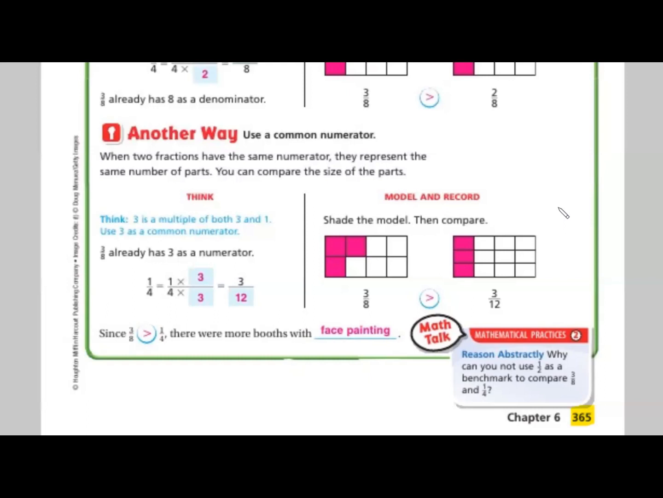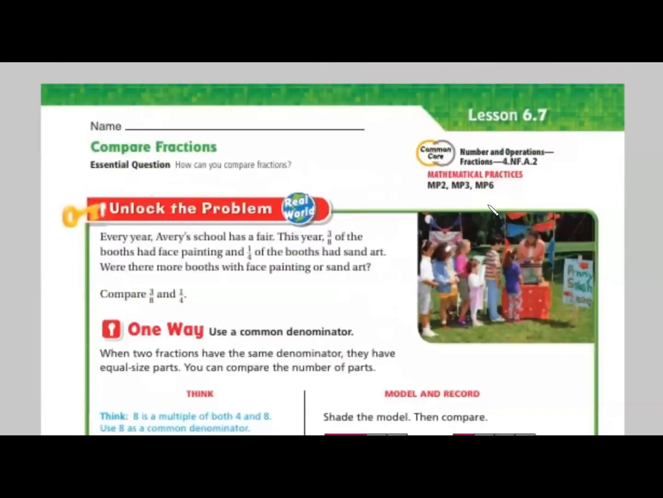Okay, everyone, let's start. Today's lesson, as I said before, is lesson 6.7. So we're going to skip 6.5 and 6.6, in the same way, with the same ideas. Let's jump to comparing fractions. What's the meaning of comparing? We're going to say greater than, smaller than, or equal. These are the three symbols we're going to use today: less than, greater than, or equal.